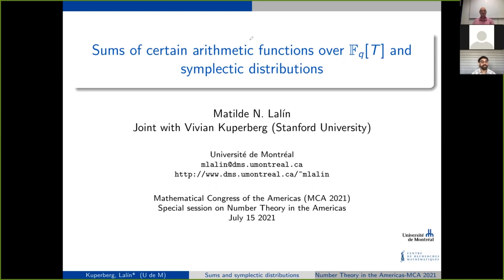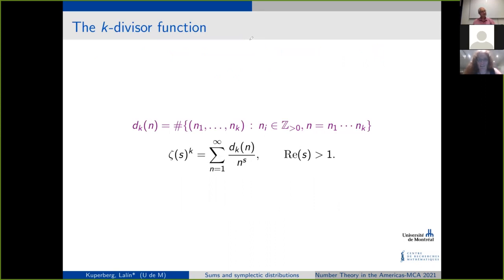What I'm going to talk about is joint work with Vivian Cooperberg from Stanford University. I'm going to be talking about some properties of some arithmetic functions. So the first arithmetic function that I'm going to be considering is the k-divisor function. I'll say a couple of things over number fields as an introduction, but then I'll be talking about function fields for the rest of the talk.